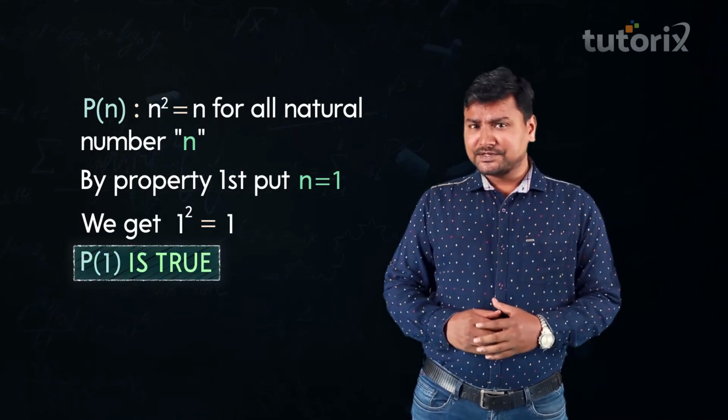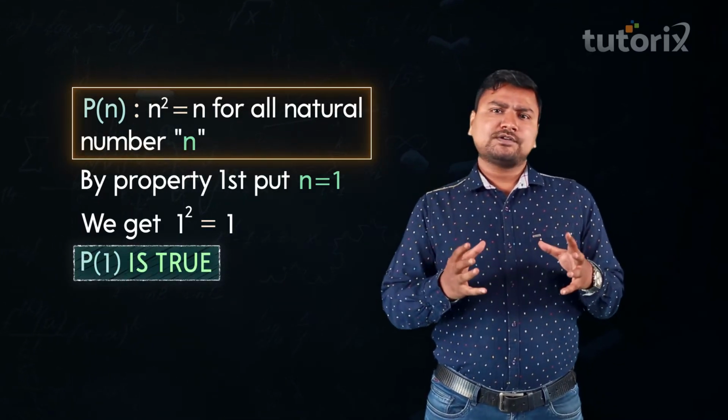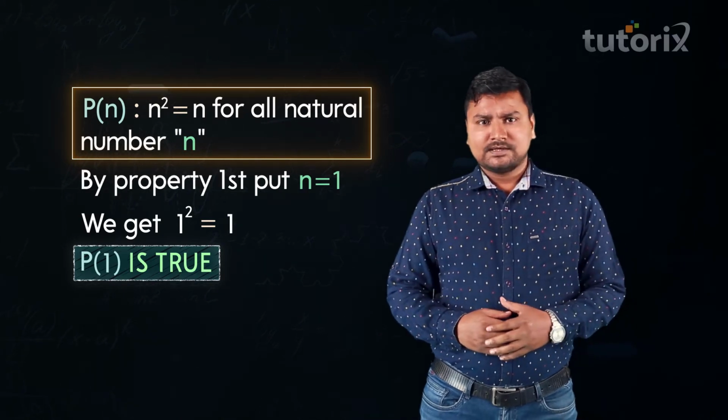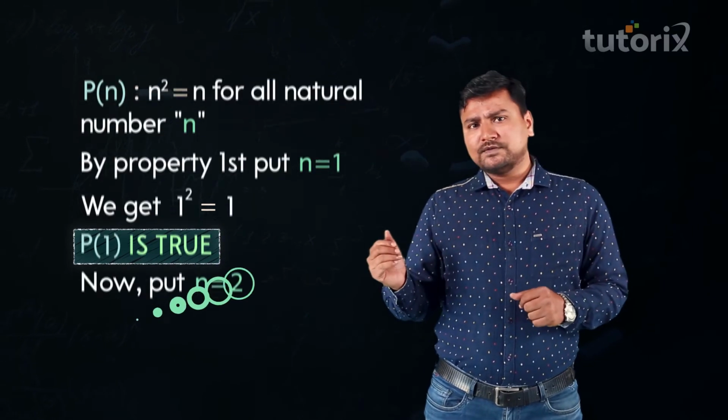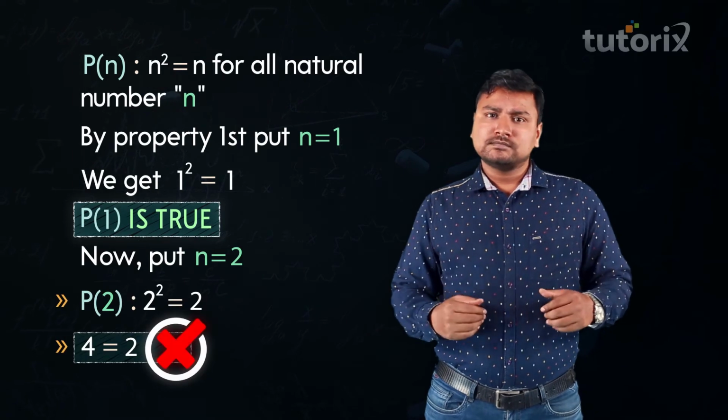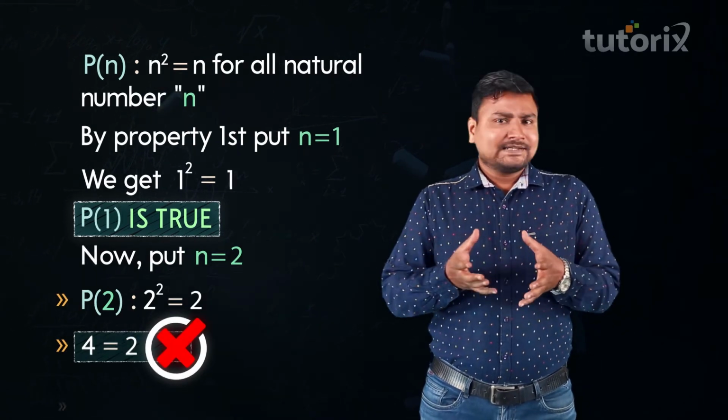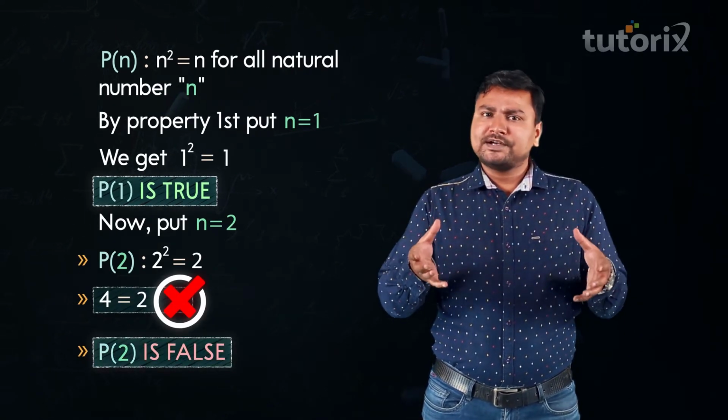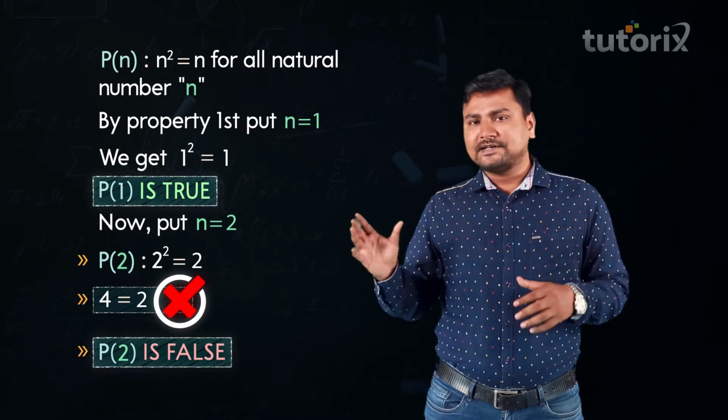But we are getting the intuition that this can't be true for all natural numbers n, right? Like put n is equal to 2, we will get 2 square, and that is not equal to 2. So from here also we can say that this statement is false because we have provided one particular case where this statement does not hold.